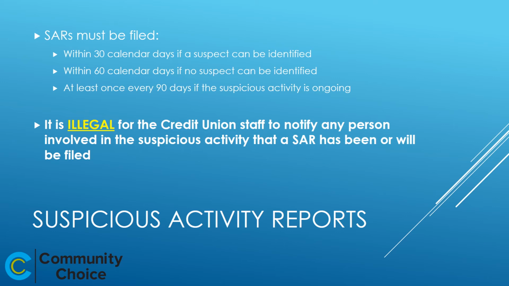Suspicious activity reports are extremely confidential. You cannot notify any person involved in the activity that a SAR has or will be filed, and you should not discuss the activity or SAR filings in front of other employees or members. You should share SAR information only with those who have a need to know, such as your manager or the credit union's BSA officer. Any sharing of SAR information outside of these restrictions is a serious violation of federal law.